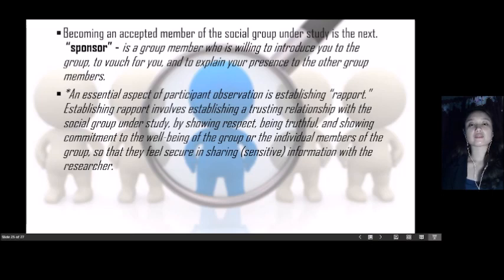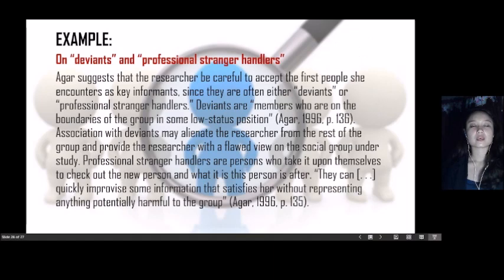Establishing rapport involves establishing a trusting relationship with the social group under study by showing respect, being truthful, and showing commitment to the well-being of the group or the individual members of the group so that they feel secure in sharing sensitive information with the researcher. An example is on deviants and professional stranger handlers. Agar suggests that the researcher be careful not to accept the first people she encounters as key informants, since they are often either deviants or professional stranger handlers.